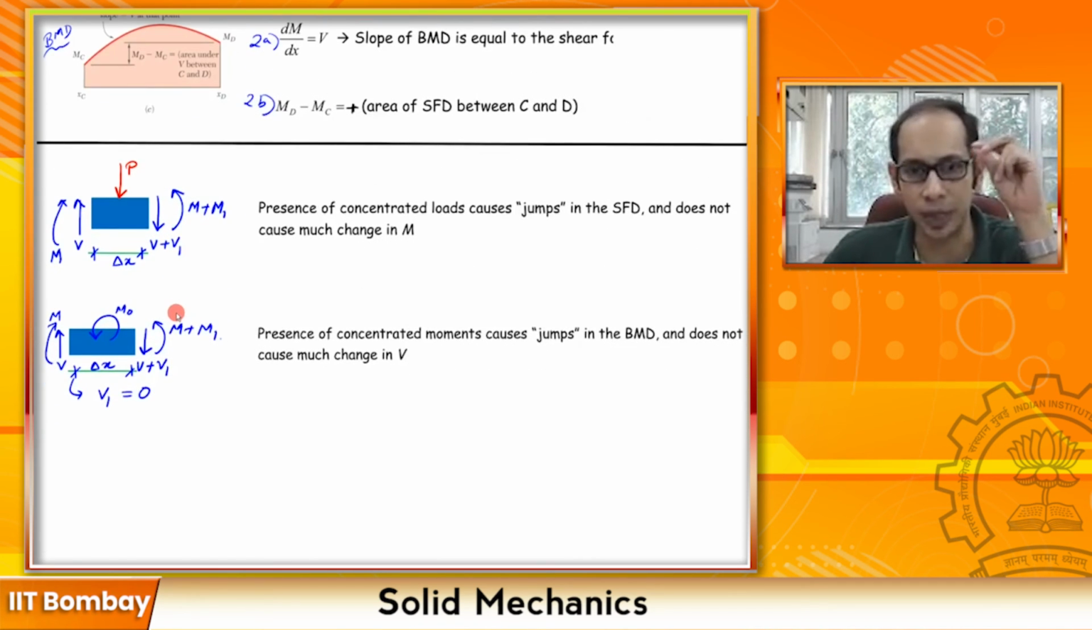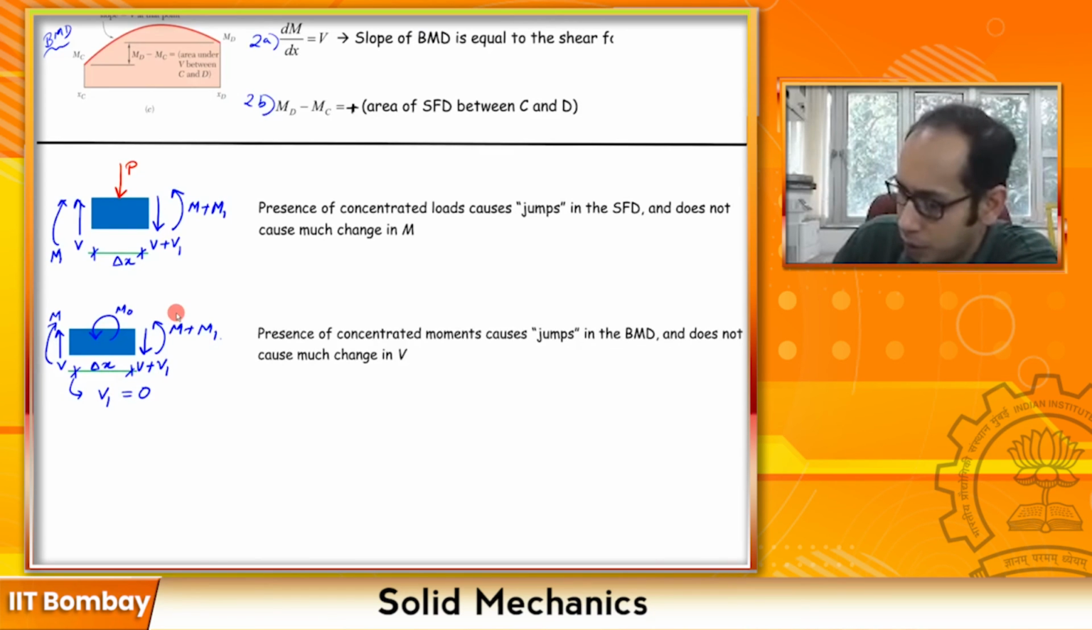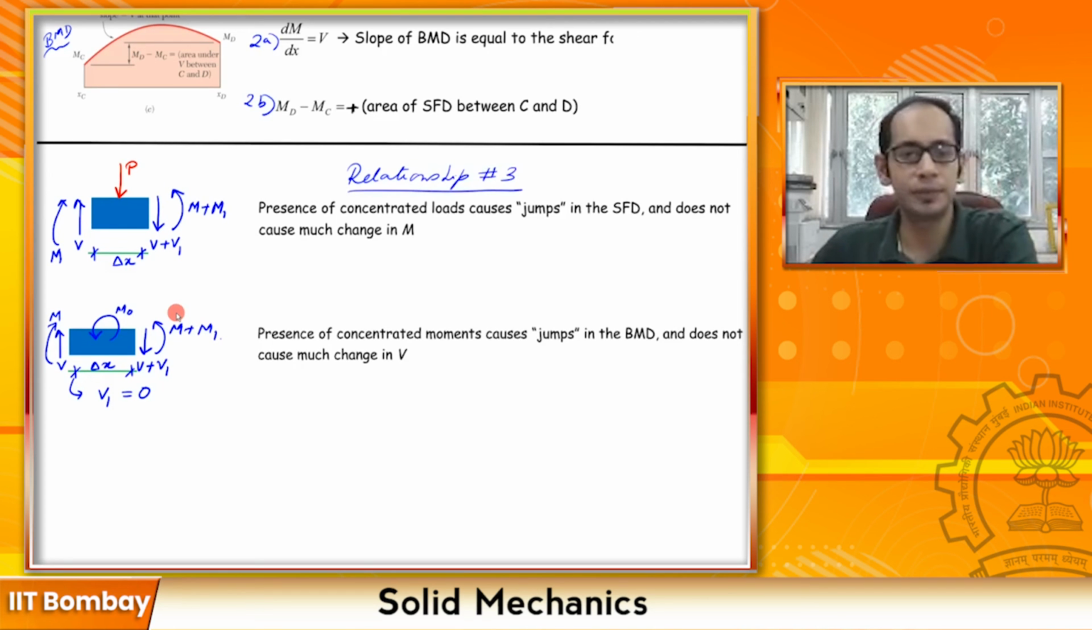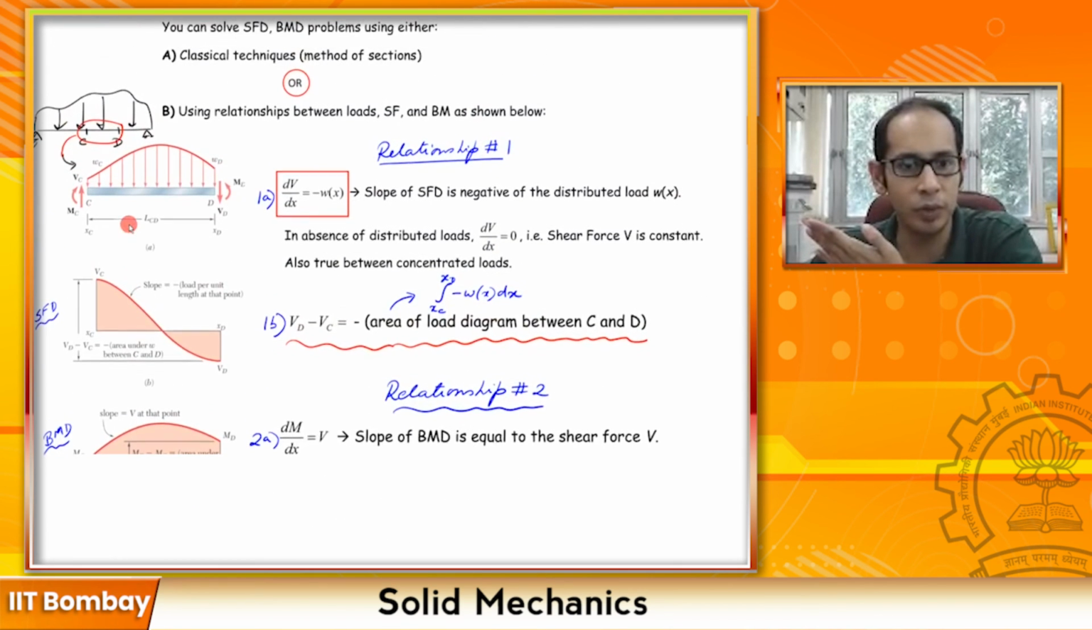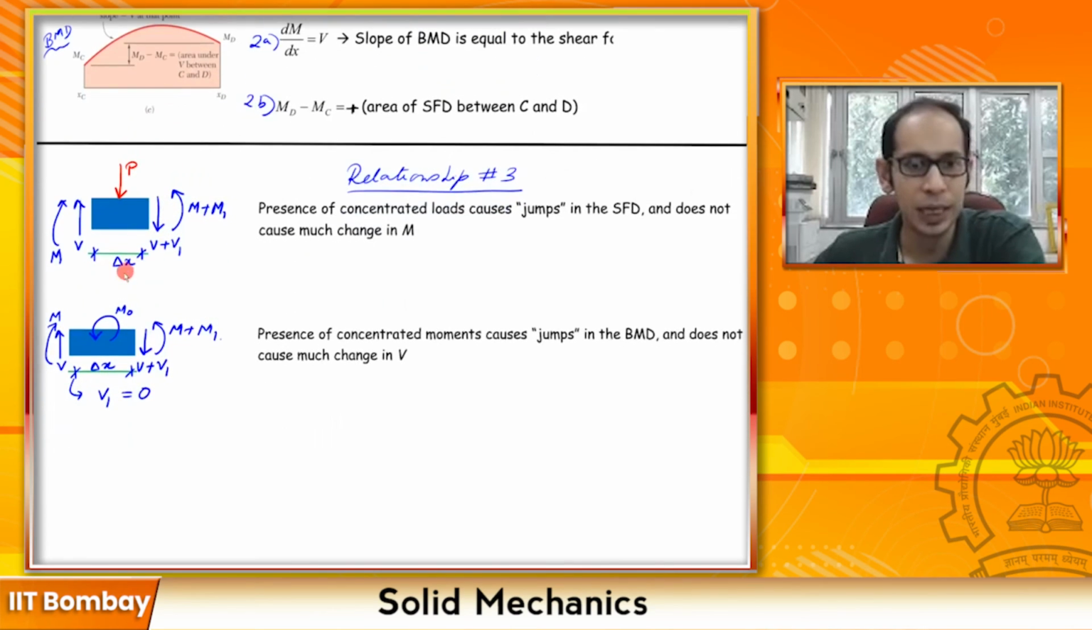Okay. Now, in addition to these two main relationships, we also looked at two other relationships. So let's quickly go to that one. So this one was our relationship 3, which stated that if you have an element, remember the previous relationships we looked at all relied on having a distributed load between the points. Now in this one, instead of having a distributed load, I have a point load.